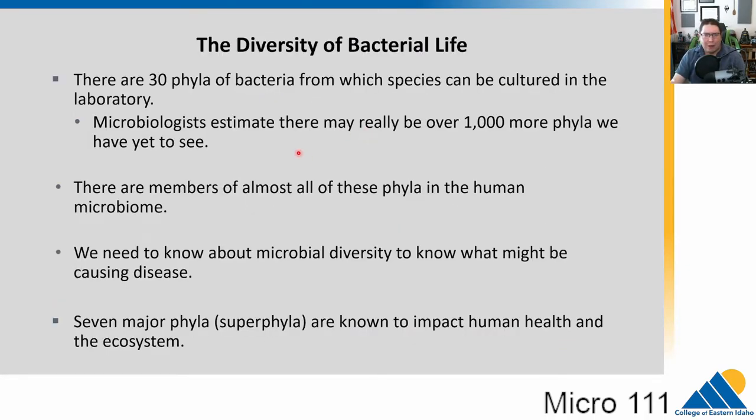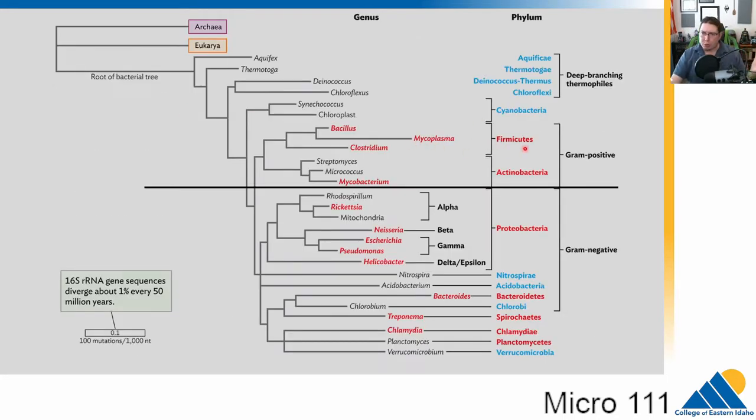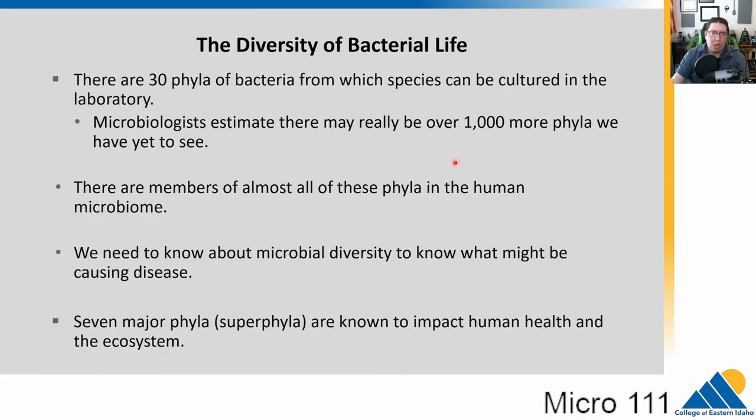So what's out there? This is a big question. If you're a scientist and you're really interested in microbial diversity, you still have a lot of work to do because we know that there are at least 30 phyla, which are major groups. So like the Firmicutes is a phylum, Actinobacteria is a phylum, and in there there's lots of species. We know there's 30 of these that can be grown in the lab. So we can grow 30 broad groups of bacteria in the lab.